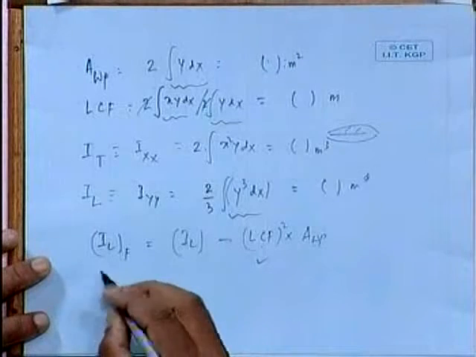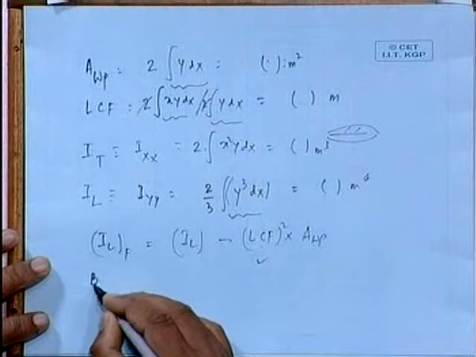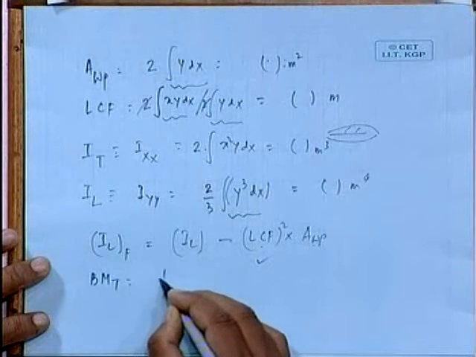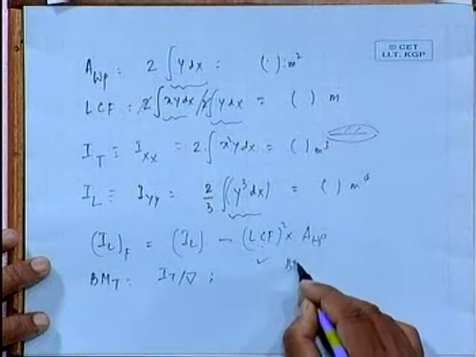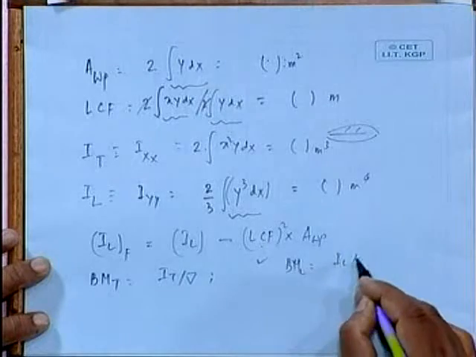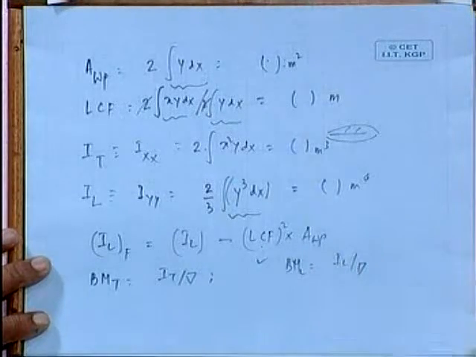Then after that, of course, it is only a question of one line to find out BMT equal to IT by V. There's just one line. Then BML equal to IL by V, etc., etc. These are all just one line number calculations. There is no calculation involved as such. Okay.